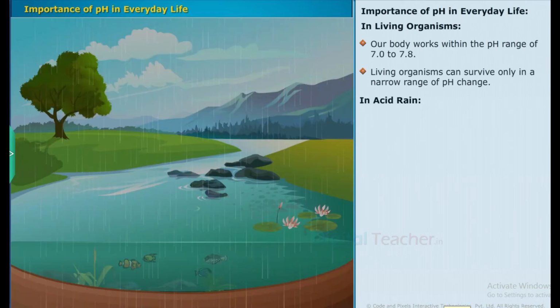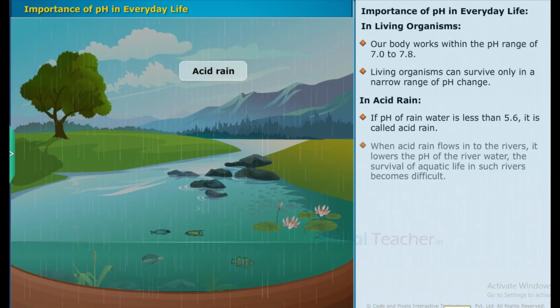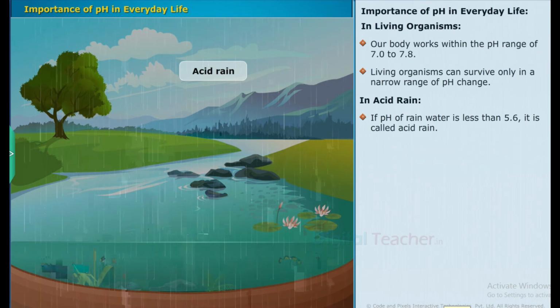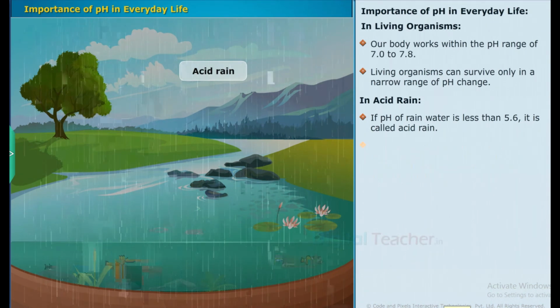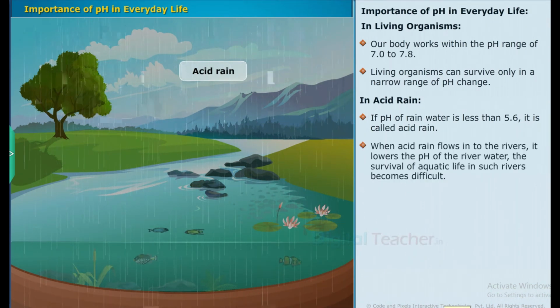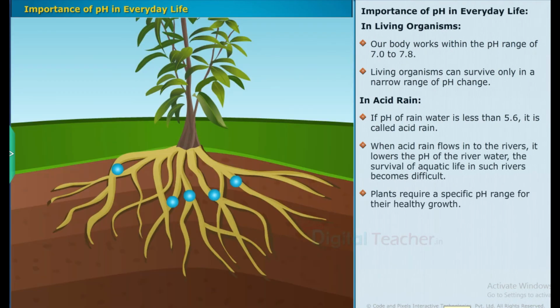In acid rain, if the pH of rainwater is less than 5.6, it is called acid rain. When acid rain flows into the rivers, it lowers the pH of the river water. The survival of aquatic life in such rivers becomes difficult. Plants require a specific pH range for their healthy growth.